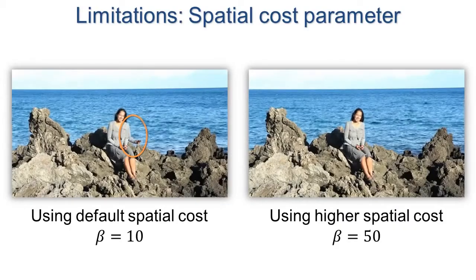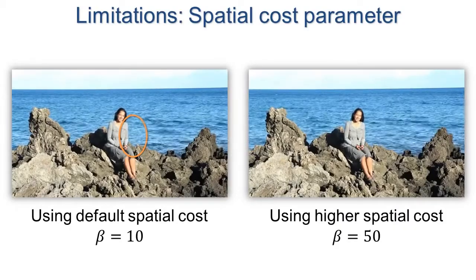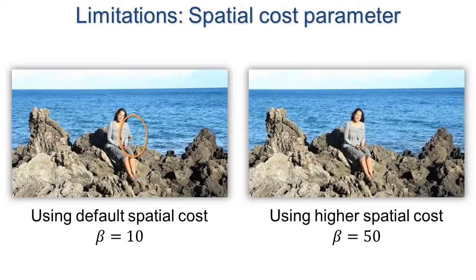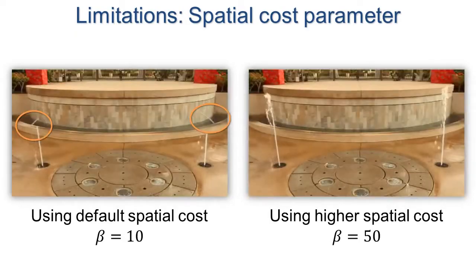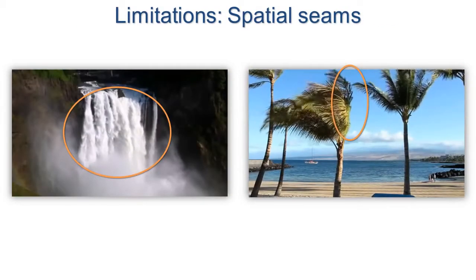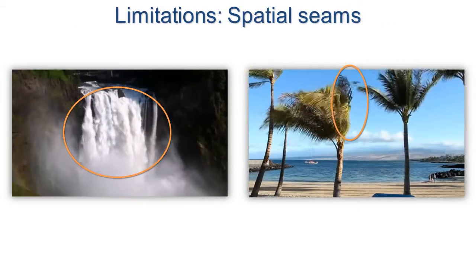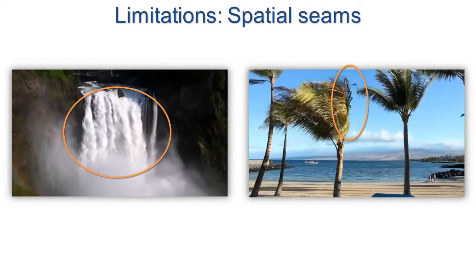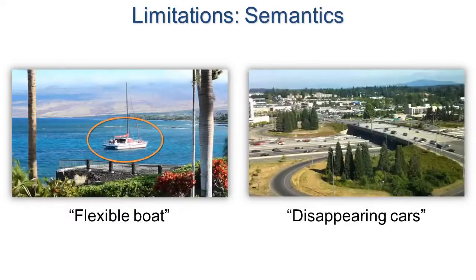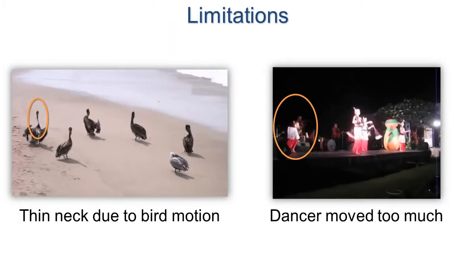In some cases, it would be nice to adapt the default parameter settings based on the content of the video. For large scene motions, spatial seams may be unavoidable. Sometimes the video loop is visually plausible, but semantically incorrect. Here are some more examples of artifacts due to scene motion.